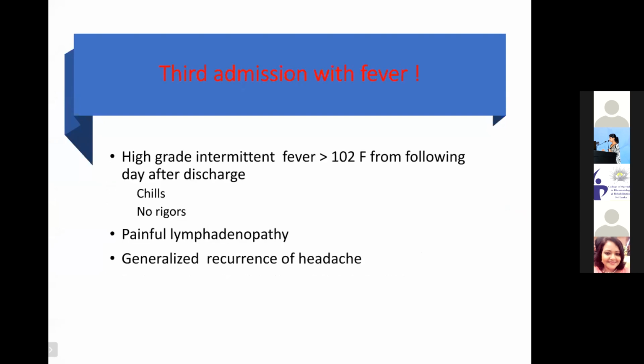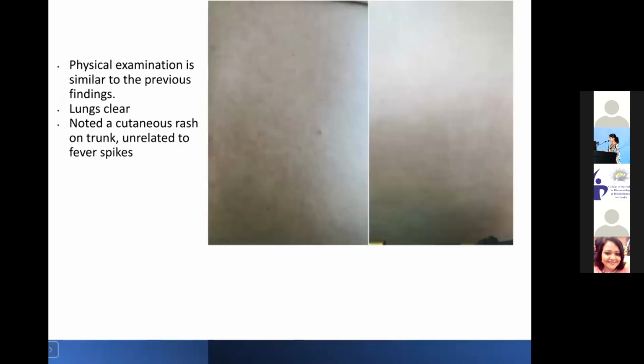And then the third admission happened. Our patient again developed a similar symptom profile the day after the discharge, and she got readmitted with the same symptom profile. Her physical examination was similar to the previous findings. Lungs were clear, and we noted a cutaneous rash on the trunk, but it was unrelated to the fever spikes.